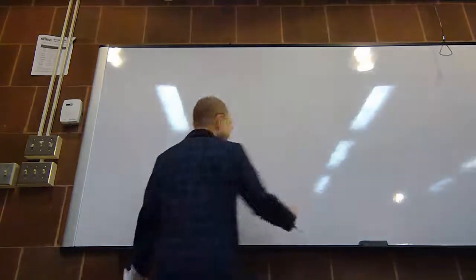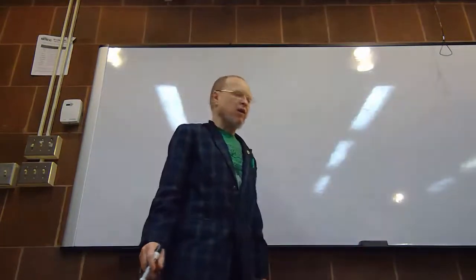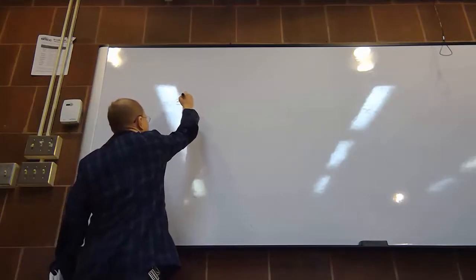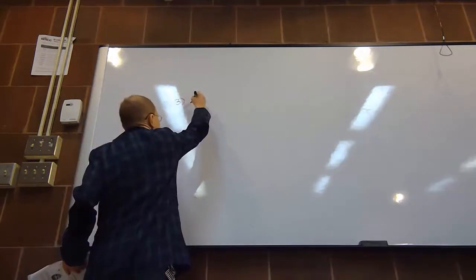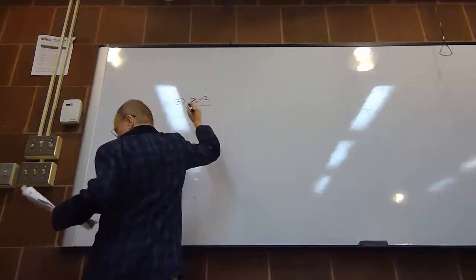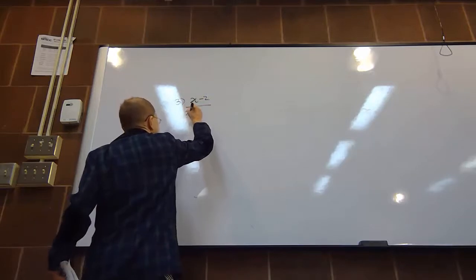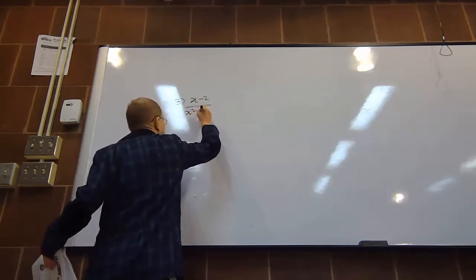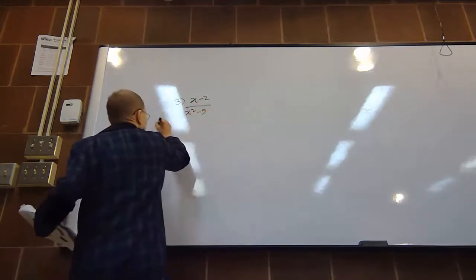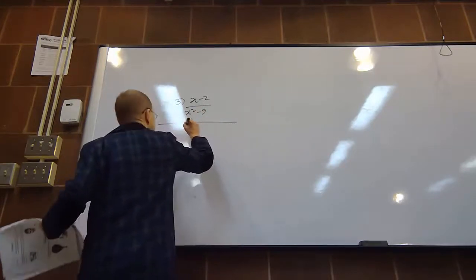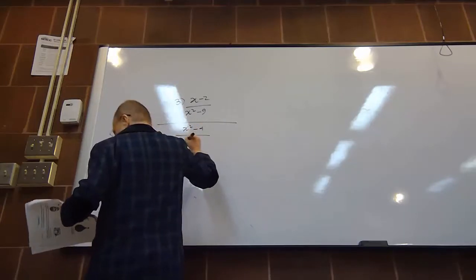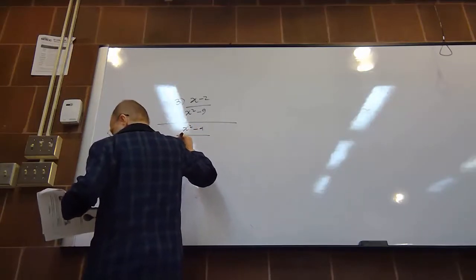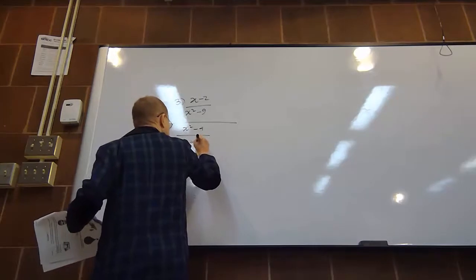Now we're going to look at example number 3 in either your PowerPoint or your workbook. And example number 3 is x minus 2 divided by x squared minus 9, all over x squared minus 4 divided by x plus 3.